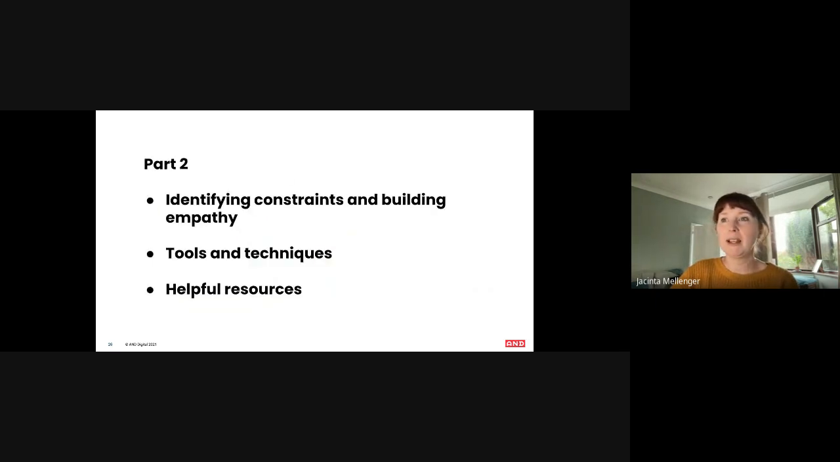So that's what we did last session, but this one we're going to concentrate more on identifying constraints and building empathy, tools and techniques and helpful resources. Hopefully some of these tips will help you to prepare and help build positive relationships with policy colleagues. And some of them I wish I'd known a very long time ago myself. So I'm really happy to share some of this today.